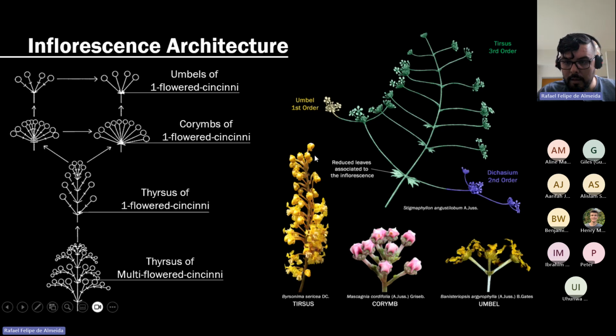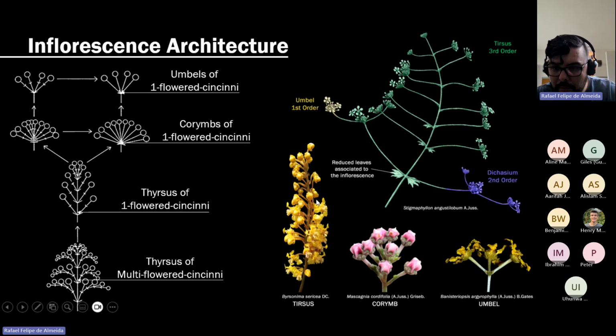And here it's just an example of how messy the compound inflorescences of Malpighiaceae can be. So here you have an example of an umbel. But remember, this is an umbel of one-flowered cincinni, a corymb of one-flowered cincinni, and a thyrsus of one-flowered cincinni. However, in lianescent genera and climbing plants, they can usually show very tricky morphologies in their inflorescence architecture. So if you pay attention here, the first order of arrangement is one-flowered cincinni arranged in an umbel that are arranged in a second order in a dichasium, which is also arranged in a third order in a thyrsus.